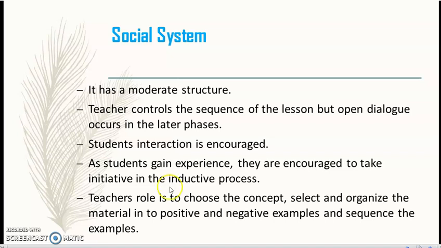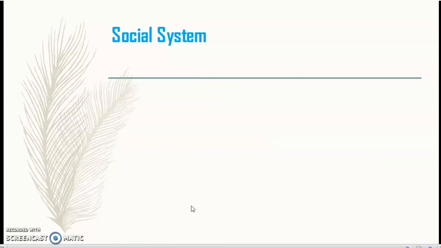Teacher's role is to choose the concept, select and organize the material into positive and negative examples, and sequence the examples. So here the teacher has to do a lot of homework, wherein the teacher would choose a concept which he or she would like to teach using the concept attainment model, and select and organize the examples which are positive and negative examples of a given concept, for which she has to also sequence the examples.